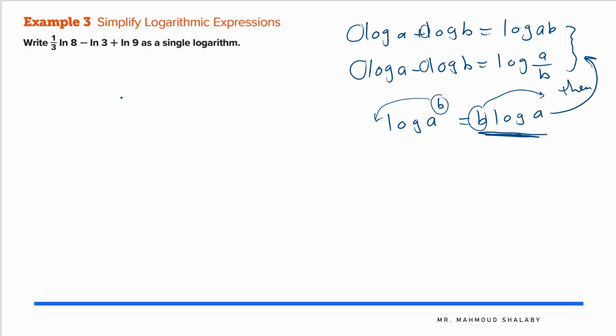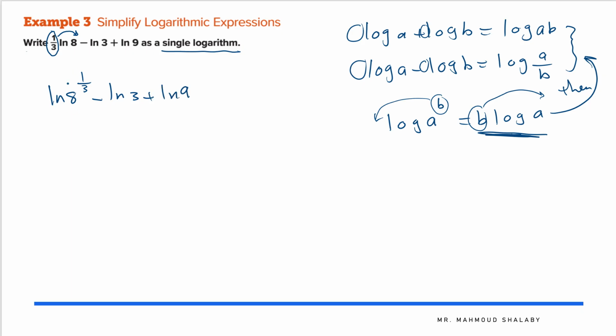Now let's go directly to the question here. I will look at the question, write as a single logarithm. It means I want to combine them all. Now the question is, can I start doing this directly? No, I can't, because I have a factor multiplied here which is 1 over 3. So the first step is put it back as an exponent of 8. So I will rewrite this as ln 8 to the power of 1 over 3 minus ln 3 plus ln 9.